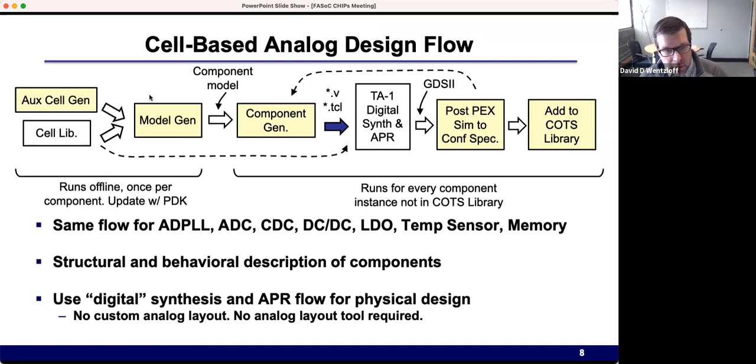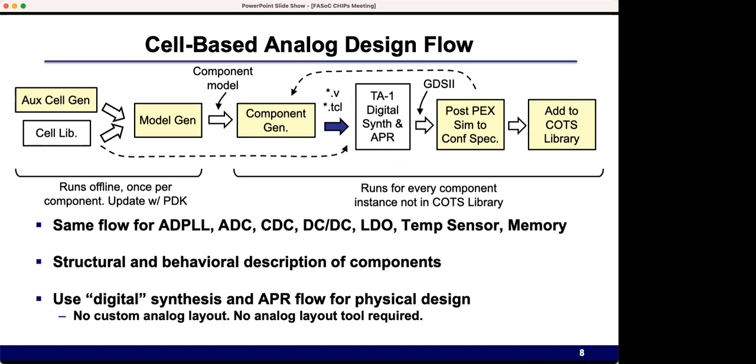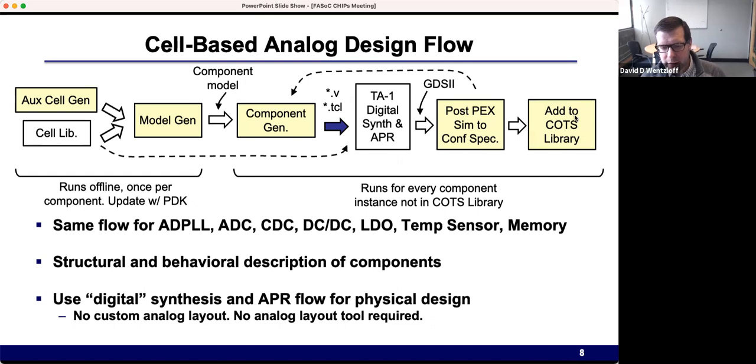And then once you have the model and the aux cell library, you can put in your user specs and generate whatever block you want with whatever specs you want, as long as they're achievable with that design. You run that through digital synth and APR, you get GDS, you do post-PEX extraction, you simulate post-PEX, and you can do whatever verification you want. Any verification you'd normally do on an analog block, you can do on this post-PEX design. Once it meets your specs, we add it to our COTS library, commercial off-the-shelf library, a library of blocks that we've now designed and verified.